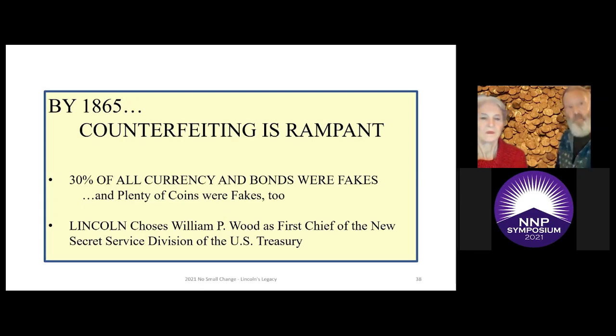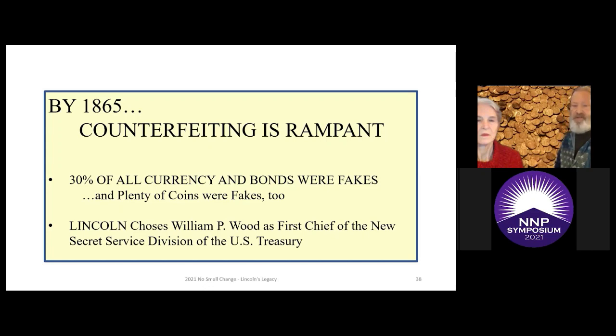Anyway, it's worth noting that one of the very last things that Lincoln did in his life was he appointed William Wood, who had been the head of the DC jail, tough guy, to become the first chief of the Secret Service at the US Treasury. And it's worth telling you that the Secret Service was only in place to go after counterfeiters. It had nothing to do with protecting the President of the United States until 1900. And that's rather ironic for Abraham Lincoln, who surely could have benefited from Secret Service protection.